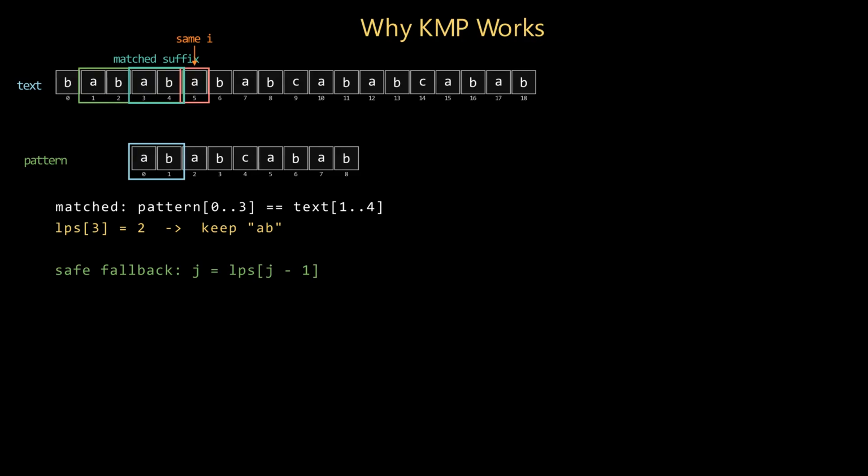The text pointer does not move backward. The skipped alignment cannot be a match. It would start on AB while the pattern starts with A, so checking it is wasted work. This is the reason KMP is linear. Every fallback preserves a possible match, skips impossible alignments, and keeps I moving forward.